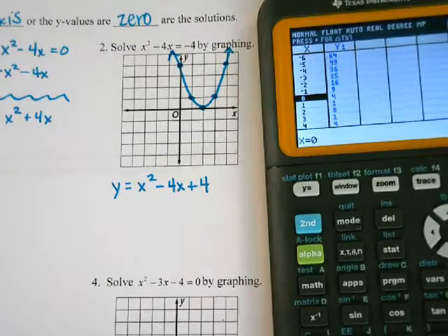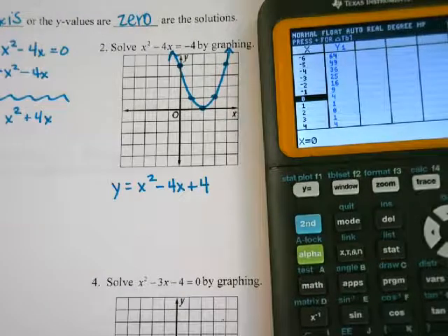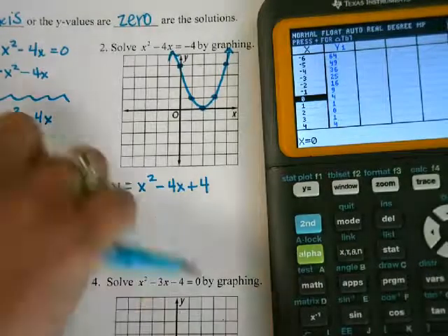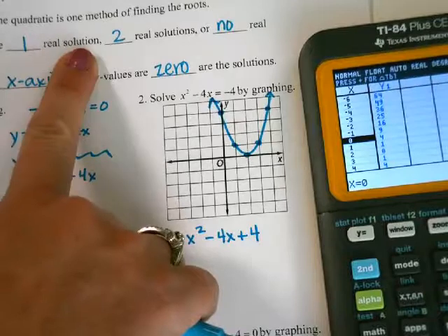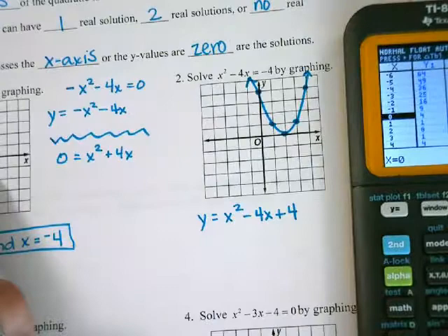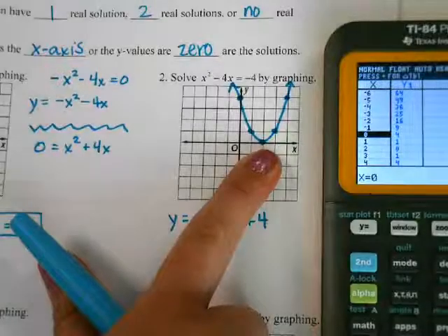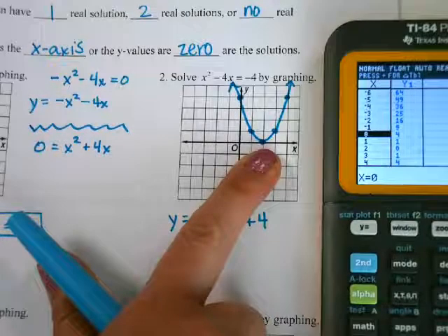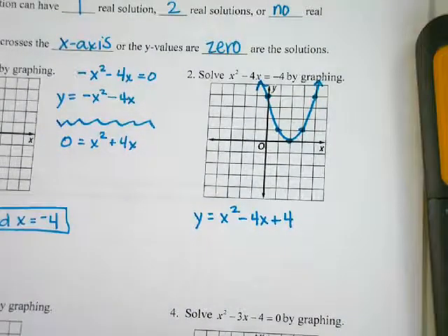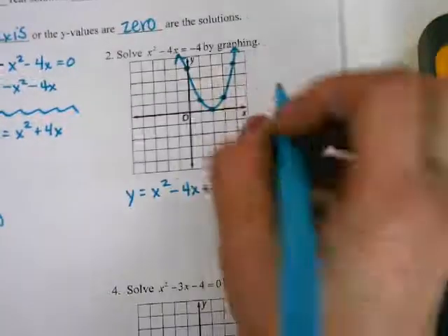What's going on with that guy? What do you think? The vertex is sitting on the x-axis, right? So here at the top I said you could have one solution, two solutions, or no solutions. This first guy had two solutions, right? He crossed in two places. This guy only has one solution because my vertex is sitting on my x-axis. So what's my only solution here? X equals 2.